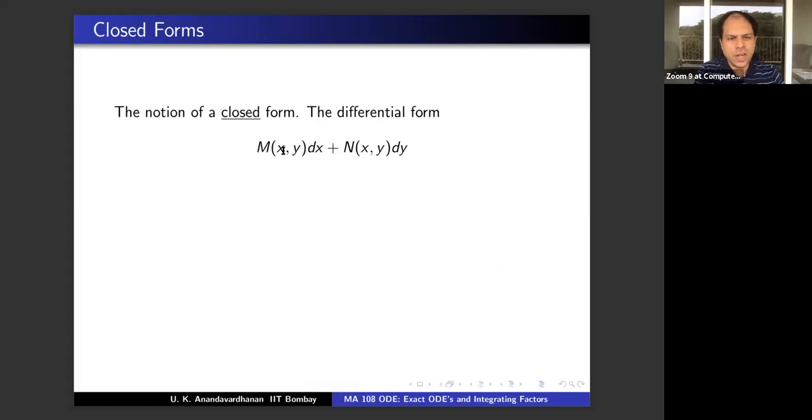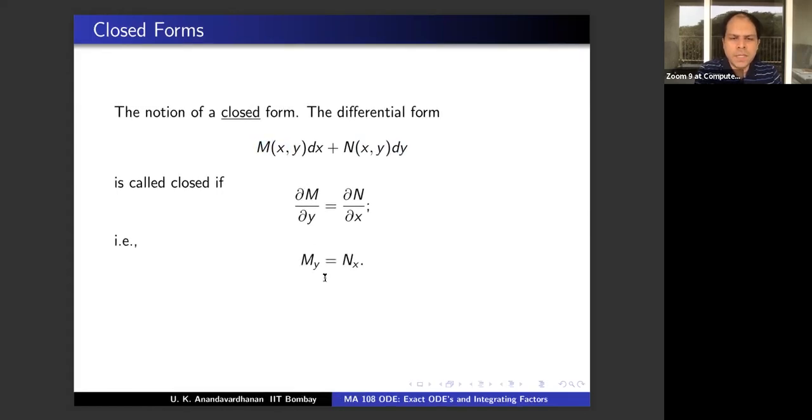So this differential form M(x,y) dx plus N(x,y) dy is said to be closed. Okay, this is the definition. Closed is the definition if del M by del y, so the coefficient of dx you are differentiating with respect to y, and the coefficient of dy you are differentiating with respect to x. I think one of you is unmuted. Please mute. So the coefficient M you differentiate with respect to y, and the coefficient N you differentiate with respect to x, and suppose they are equal, then you say that this is a closed form. Okay, this differential form is closed.